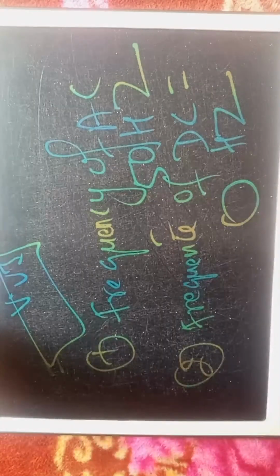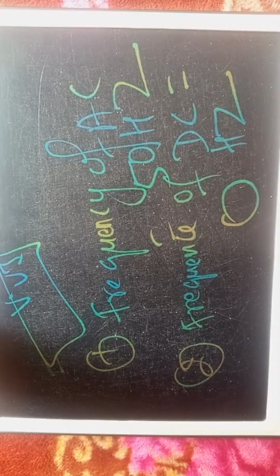Frequency of AC is 50 hertz. Frequency of DC is 0 hertz.